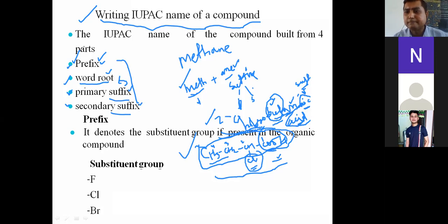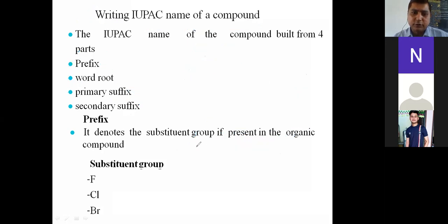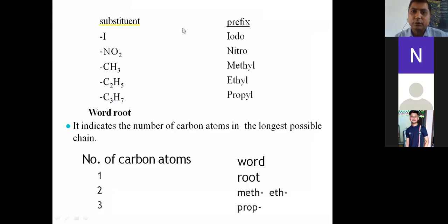Clear, students? Okay. So look here, students, the prefix that I have discussed with you: any substitution like fluoro, chloro, bromo, like in this compound, 2-chloro is the prefix. So any substituent that is present comes under the prefix. Clear? So these are some substitutions, like iodo, nitro, then methyl, ethyl, then propyl. These are the prefix.